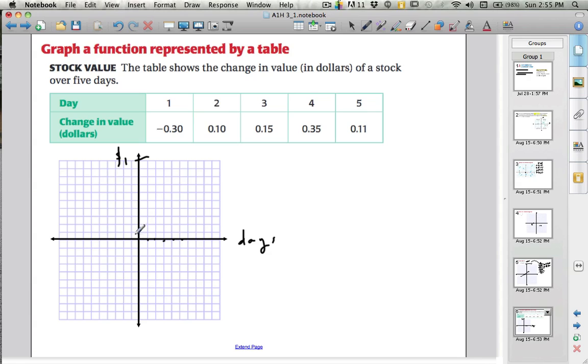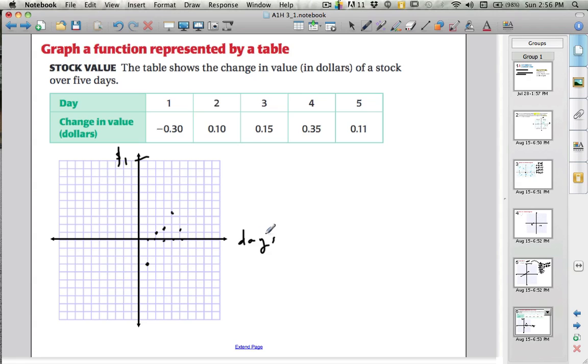Then this is 0.1, 0.2, 0.3. So at 1, we're at negative 0.3. That's 3 down. At 2, we're at positive 0.1. At 3, we're at positive 1.5. At 4, we're at 3.5. And at 5, we're at 1.1, which is about there.